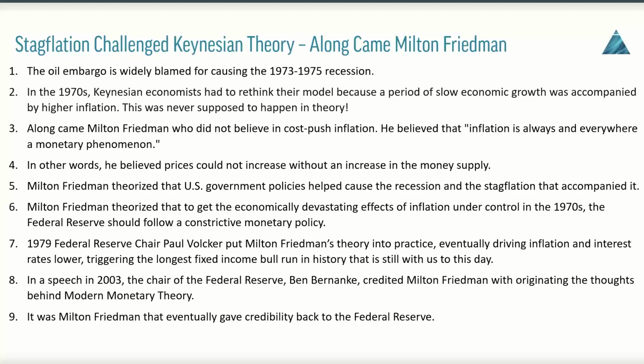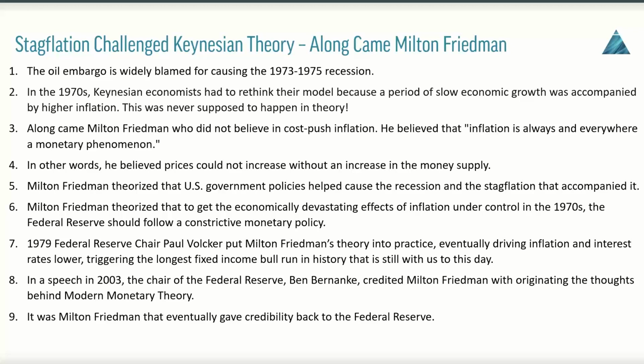So there was this ongoing debate back and forth between Keynesian economists and Milton Friedman. And so Milton Friedman theorized at the time that the US government policies had actually helped cause the recession and the stagflation that accompanied it. And so Milton Friedman went on to theorize that to get the economically devastating effects of inflation under control during the 1970s, the Federal Reserve should follow a constrictive monetary policy, in other words, pull back. And in 1975, Fed Chair Paul Volcker, who I've mentioned on prior webinars, actually put Milton Friedman's theory into practice.